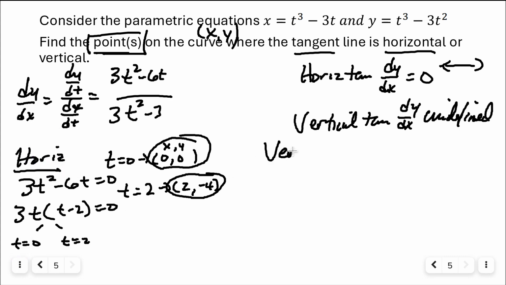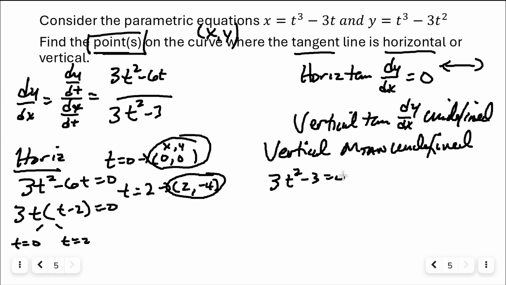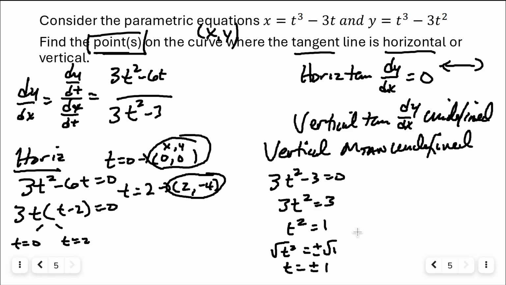It's going to be vertical when the slope of the tangent line is undefined. So where would the slope be undefined? Well, that would be when the denominator is equal to 0, right? The derivative dy/dx would be undefined. So I need to know where 3t squared minus 3 is equal to 0. I could solve this pretty easily. 3t squared is equal to 3. Divide by 3, t squared is 1. Take the square root on both sides and put plus or minus. So t equals plus or minus 1.